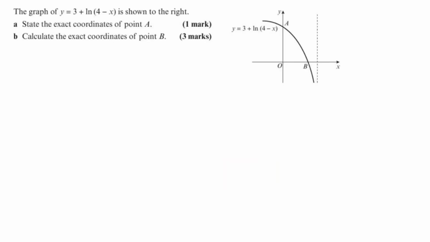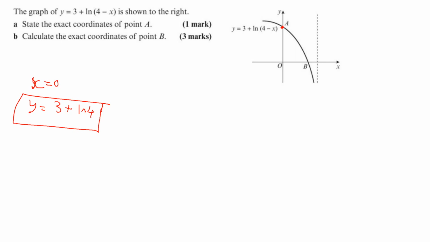Now let's take a look at this one. Here we have a graph of y equals 3 plus ln of 4 minus x. So what are the coordinates of this point here going to be? Well, that is the point at which x is equal to 0, so y is equal to 3 plus ln 4. Exactly, that's the correct answer.